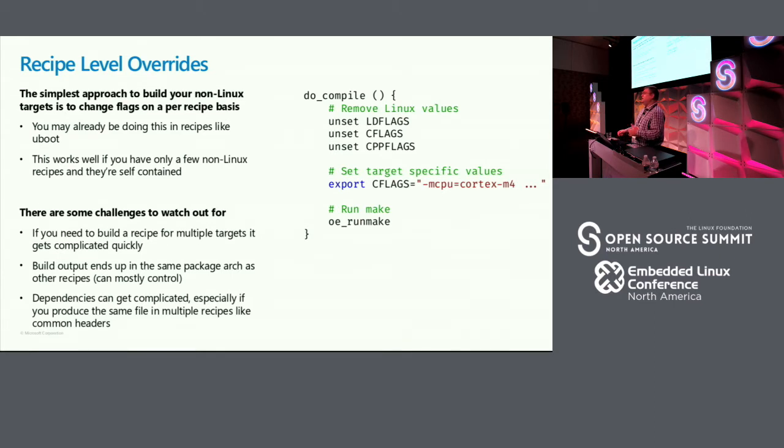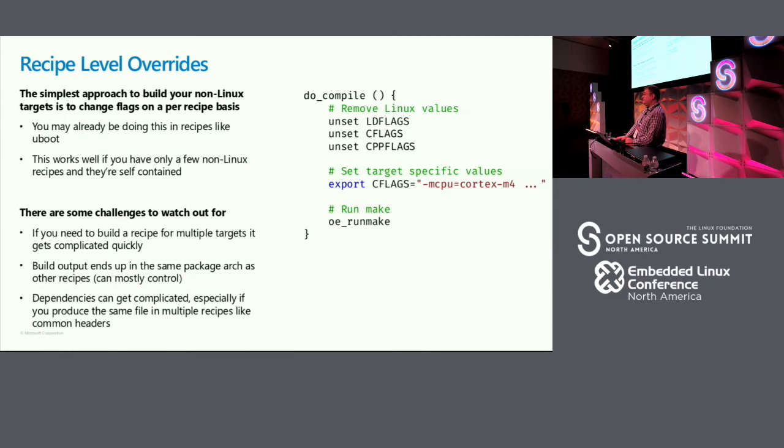You can't go link in libc.so into it. You may have some different flags to optimize for size to keep your bootloader down, that kind of thing. And so there are good examples of this in the code base. And it works really well if your recipe is entirely self-contained, if it has no extra dependencies beyond your build tool chain. So on the right, I have an example where it just shows literally what you're doing here is you're unsetting, or basically erasing, the default defined compiler flags and overriding them with target-specific values.